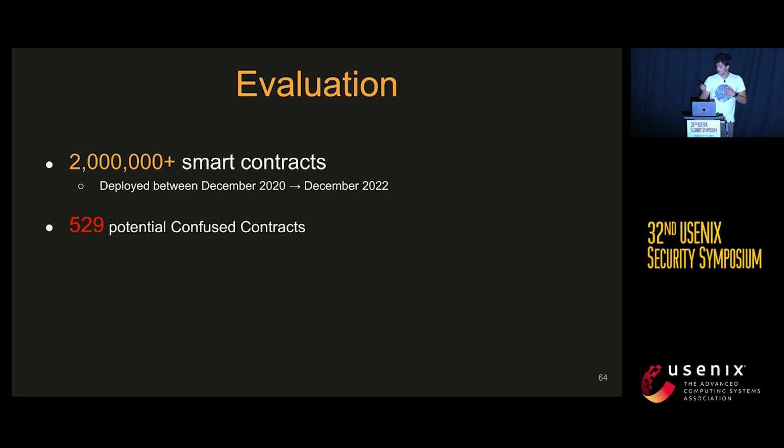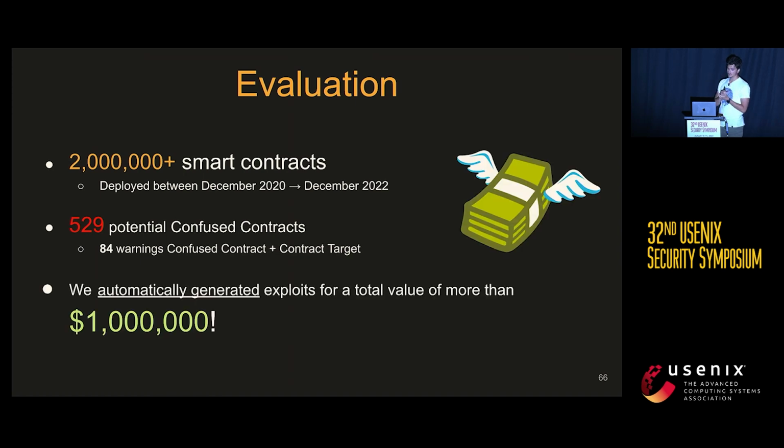In our evaluation, we tested more than 2 million smart contracts deployed between December 2020 and December 2022. We found 529 potential confused contracts. 84 of them we were able to pair with a contract target. And we were able to automatically generate exploits for a total value of more than $1 million, which is quite interesting, considering the span and the amount of contracts we considered. So this is a very good result.